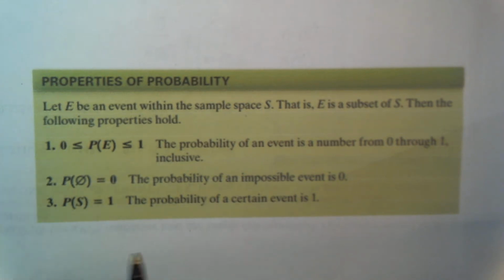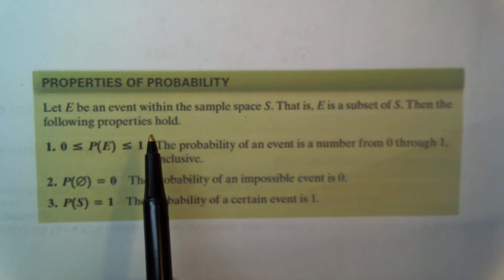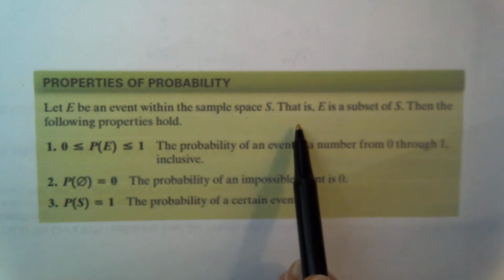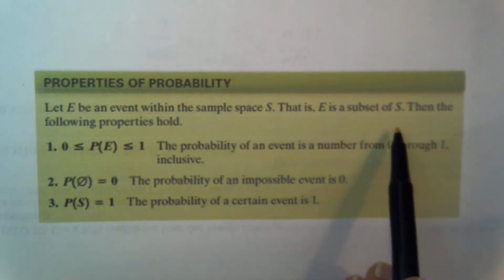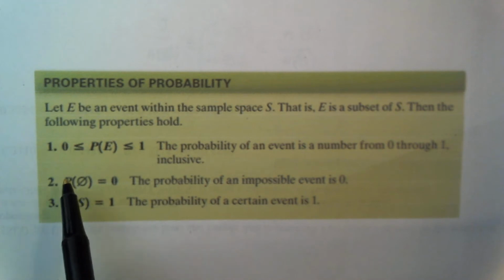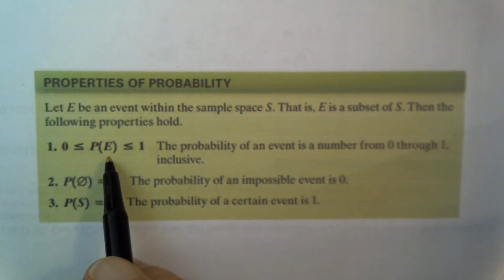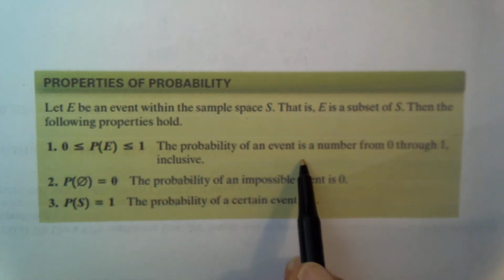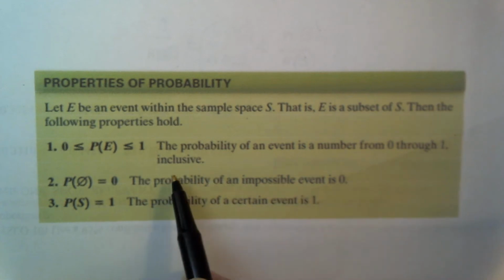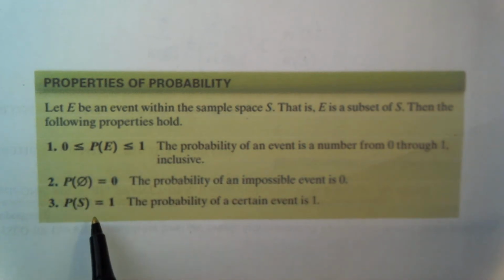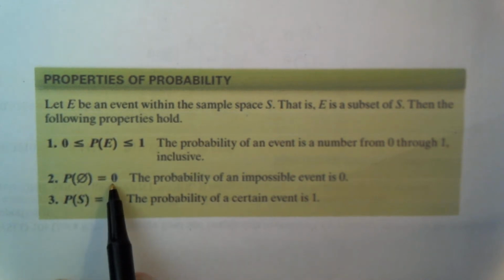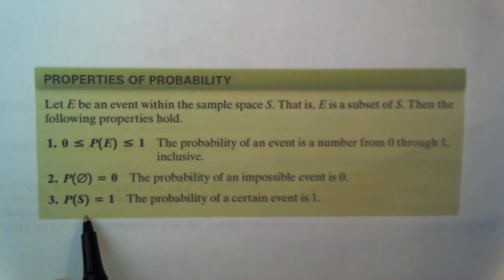So here's the official designation of properties of probability. Let E be an event within the sample space S, that is, E is a subset of S. Then the following properties hold. Number 1, the probability of E is less than or equal to 1 and greater than or equal to 0. So in other words, it's a number from 0 to 1 inclusive. That means we include the endpoints 0 and 1. Number 2, the probability of an impossible event is equal to 0. And number 3, the probability of a certain event is equal to 1.